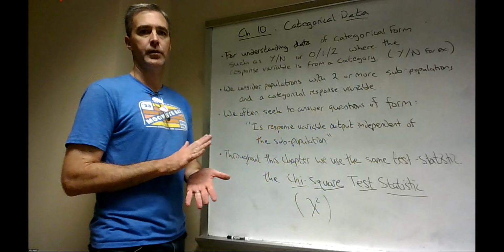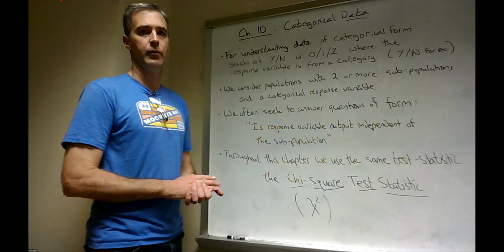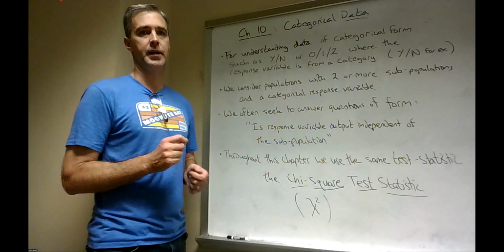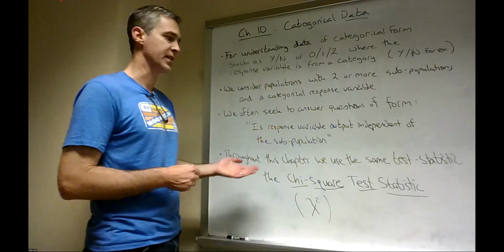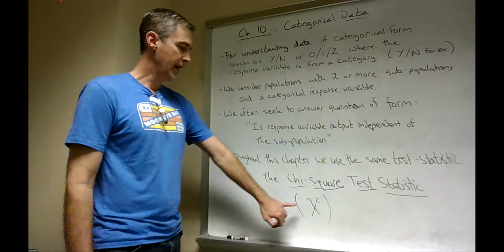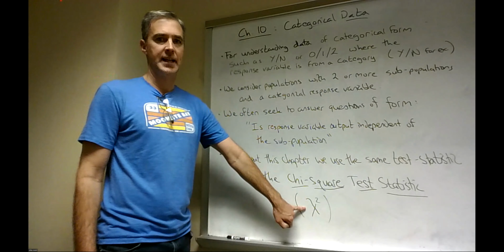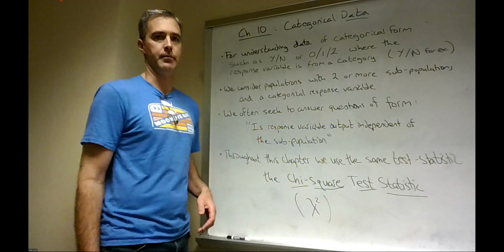The nice thing throughout this entire chapter is that we're only going to be dealing with one test statistic to answer questions, and that's the chi-square test statistic. This fancy x squared is the chi-square symbol.